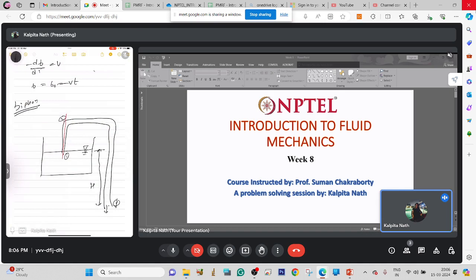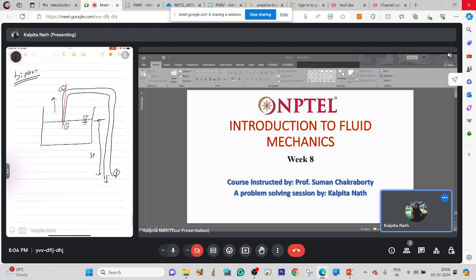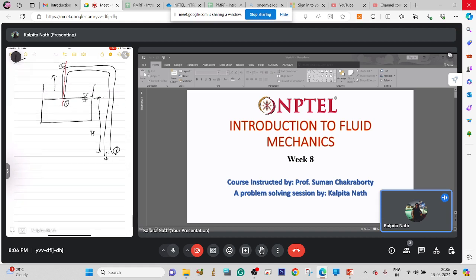What is the maximum height h max up to which the fluid in the tank can traverse vertically? What is that maximum height? If we consider a streamline and apply the Bernoulli equation between those 2 points, then P1 upon rho plus V1 square upon 2 plus gZ1 is equal to P2 by rho plus V2 square by 2 plus gZ2.